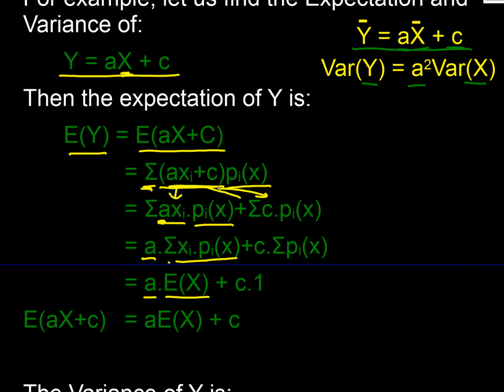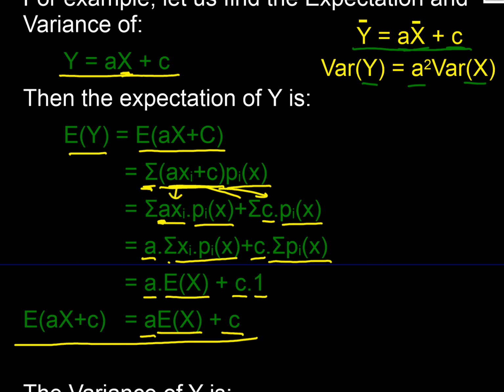Here we've got the sum of c times the probability of x. Now c is a constant in relation to this summation, so we can take it out the front, and then we're just left with the sum of the probabilities, and we know the sum of the probabilities is 1. So the second term is c times 1, and therefore, in summary, the expected value of ax plus c is going to be a times the expected value of x plus c.